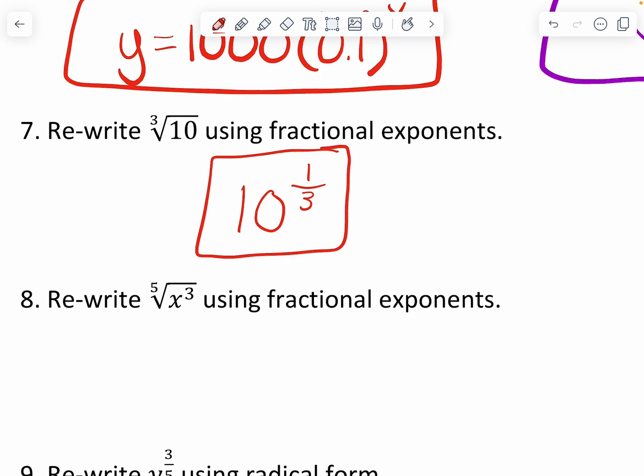Same thing in number 8. I'm trying to rewrite this using fractional exponents. So I'm going to put my x, and I know that the index of the radical is the denominator of the fractional exponent. And since x is being raised to the third power, that is the numerator of my fractional exponent.